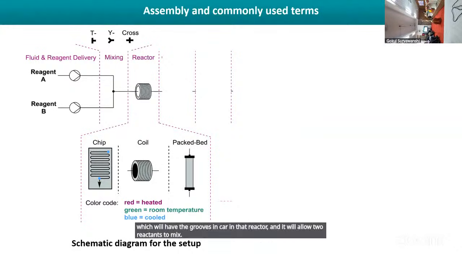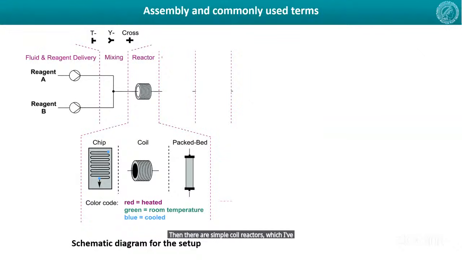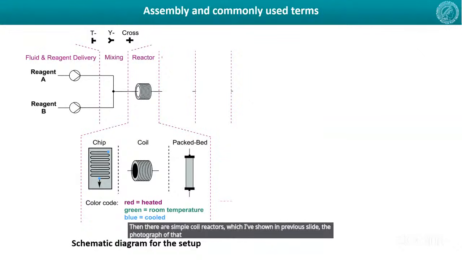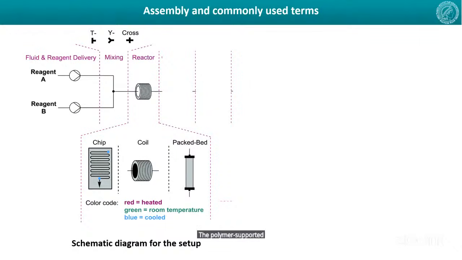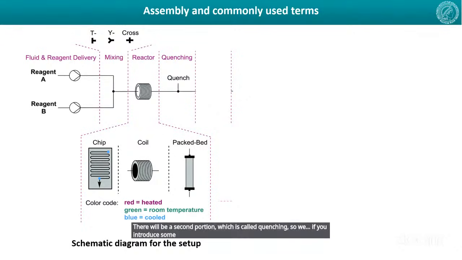Then there is the simple coil reactor, which I showed in the previous slide as a photograph. And there is a packed bed reactor, where we can use a heterogeneous catalyst as well as a polymer-supported immobilized catalyst on the packed bed. There is a second portion called quenching. If we introduce another pump and a quenching reagent, we can quench our reaction mixtures.